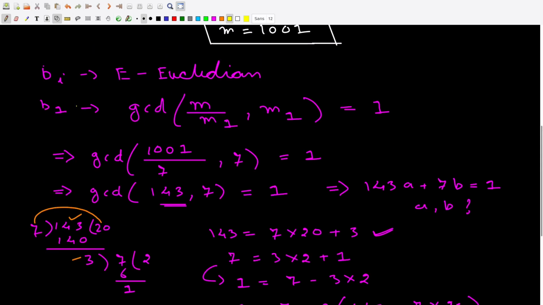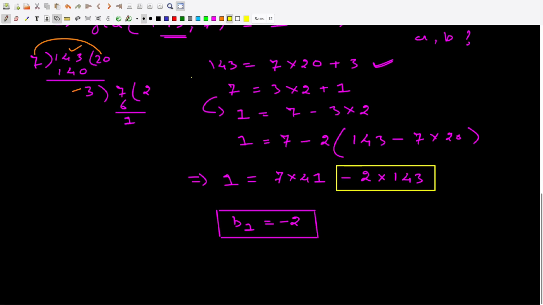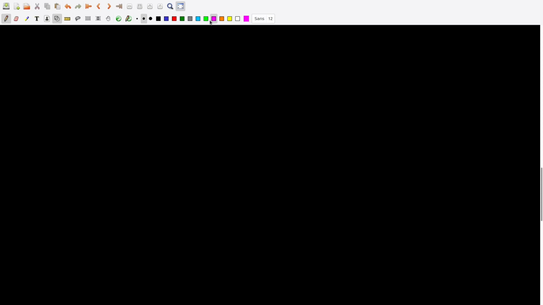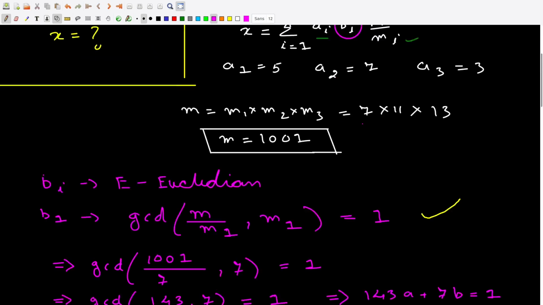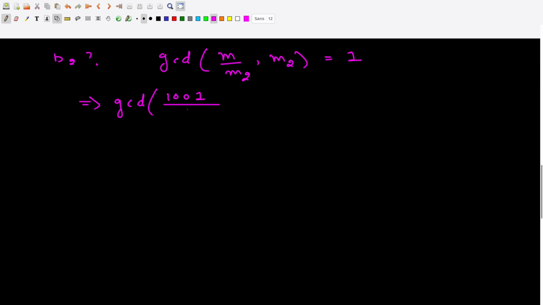Now again we will apply the extended Euclidean algorithm in order to find the value of b2. To find b2, we know GCD of m by m2 comma m2 equals 1. Now let us plug in the values. So this is GCD of m, which is 1001, and m2, let me scroll up to see the value, m2 is 11. So let's plug 11 here, comma 11 equals 1, and let us simplify it further. This simply means GCD of 91 and 11 is 1.